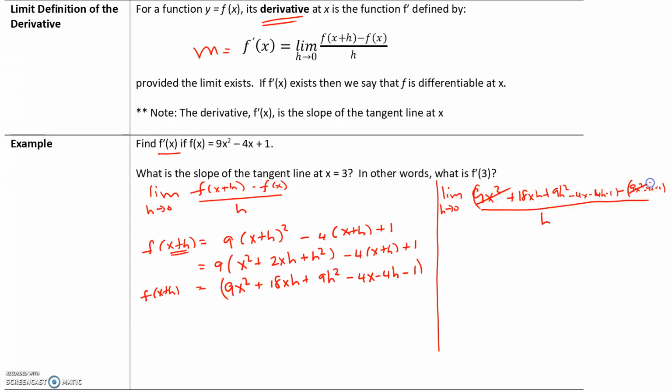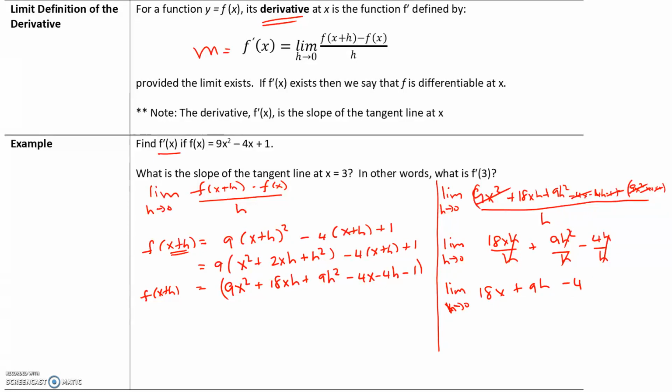So 9x squared minus 9x squared is 0. We have a negative 4x minus negative 4x, that's 0. Negative 1 minus negative 1, that's 0. So what are we left with? We're left with the limit as h approaches 0 of 18xh over h plus 9h squared over h. And then we have this thing too, which is the minus 4h over h. So this is the limit as h approaches 0 of 18x plus 9h, because these reduce to h, and then minus 4.